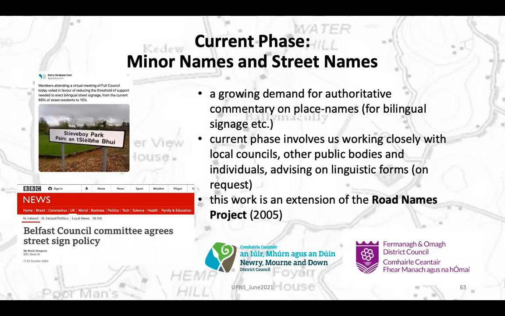So I mentioned that we are readdressing some of the names that we've looked at in the townland phase that need looking at again. Connected to that, we're also engaging with public bodies, so councils and other individuals who want to get advice on linguistic forms, particularly with a growing demand for commentary on place names for bilingual signage, with different decisions that have been made in local councils. So we'll be engaging with councils and other individuals on providing Irish language forms, which is a bit of a shift in what we've been doing in the previous phase, but it's also allowing us the opportunity to re-engage with names that we've maybe parked because of time and funding constraints, and look at them in more detail whenever we have to provide a form with evidence behind it.